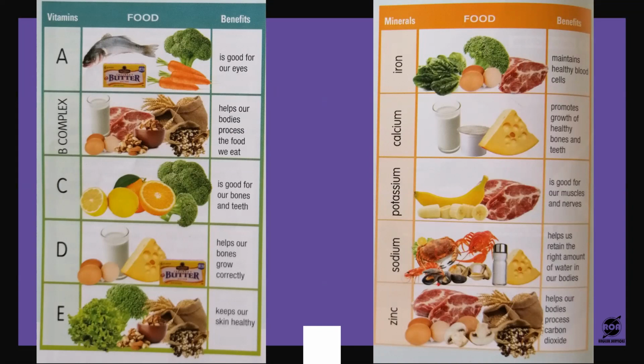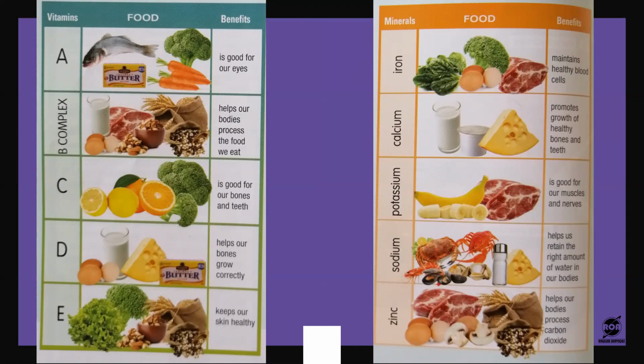Calcium comes in milk, yogurt, and cheese, and it promotes growth of healthy bones and teeth. Later we have potassium. Potassium comes in banana and meat, and it's good for our muscles and nerves. Then we have sodium, which comes in seafood.